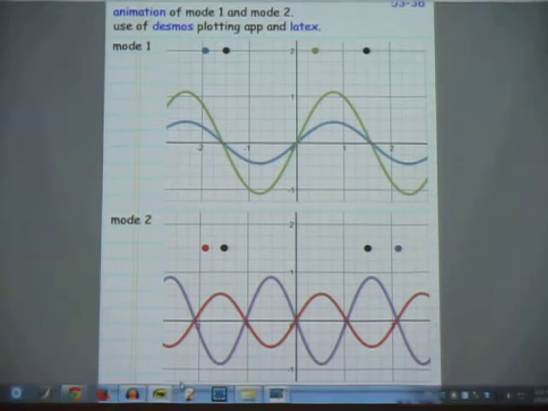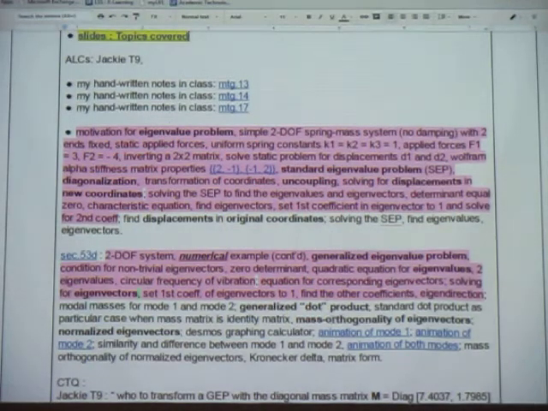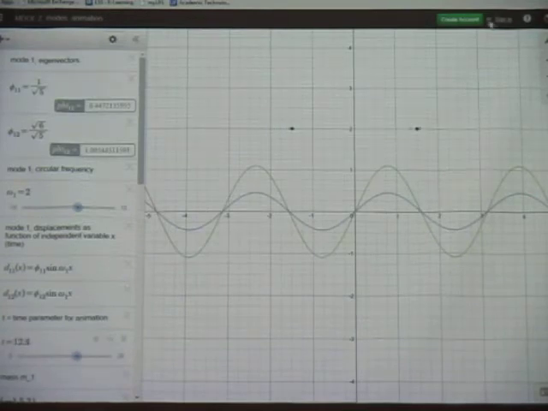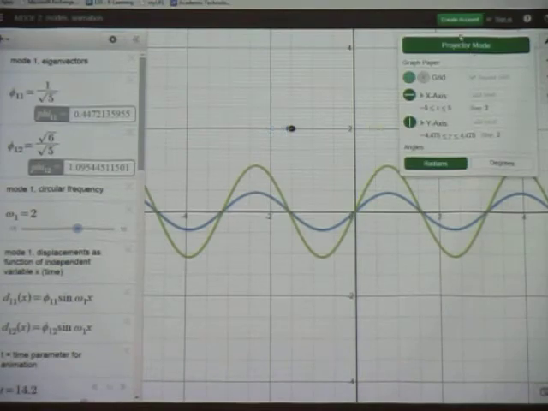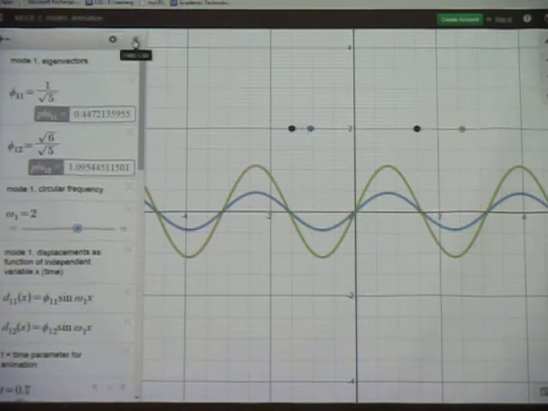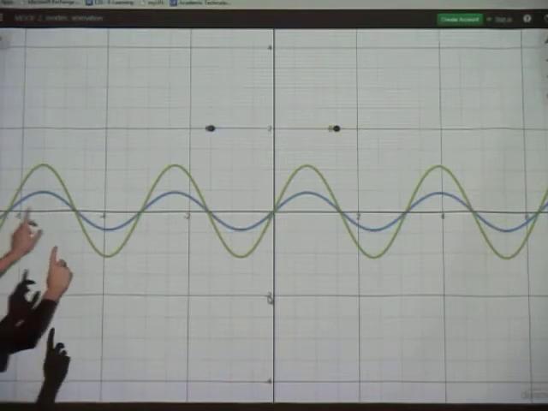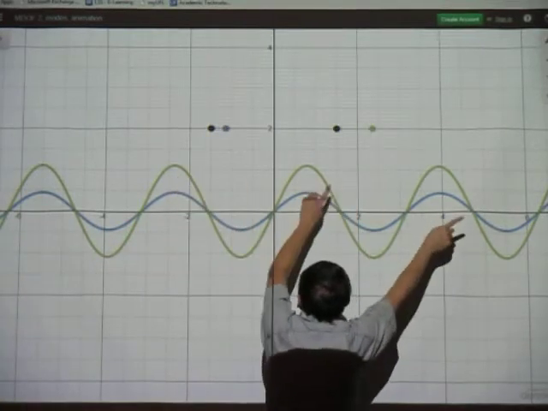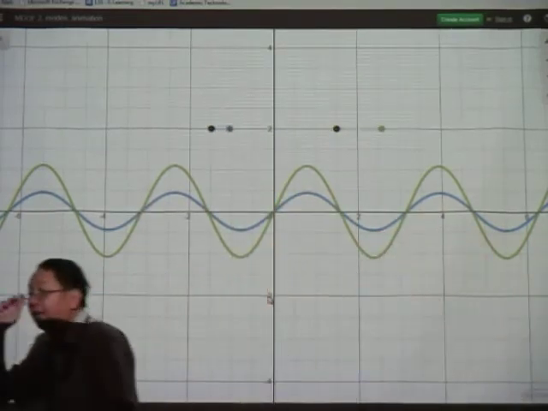So let's look at the animation. I have the animation here. This is Desmos. Let me put on the projector mode so that it's a thicker line style. Okay, and let me for now close this. And if you look at the result, you see mass M1 and mass M2 move together like this, in phase.